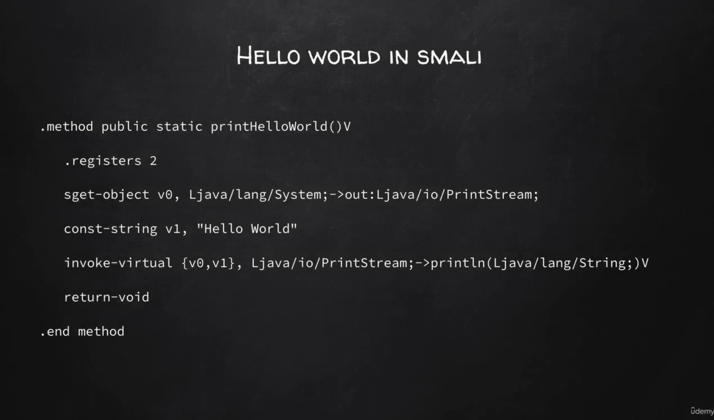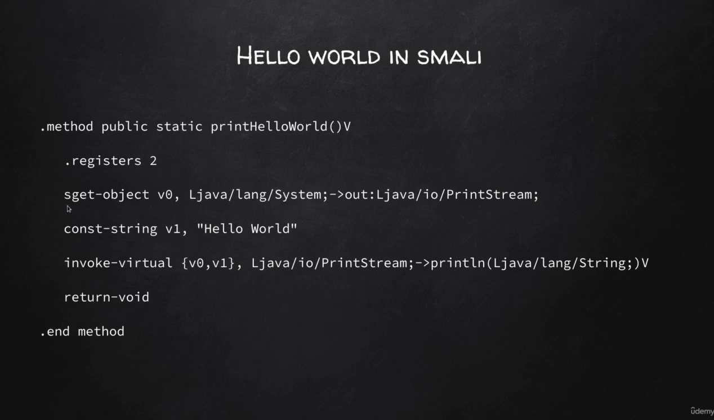Now back to our example of hello world in Smali. Let's try to understand this function line by line. Here we have a public method called printHelloWorld. There are no arguments, as you can see in these braces, and the return type is void because there is a V mentioned here. Now this method has 2 registers, as it is mentioned here, .registers 2. It means this entire method has 2 registers.